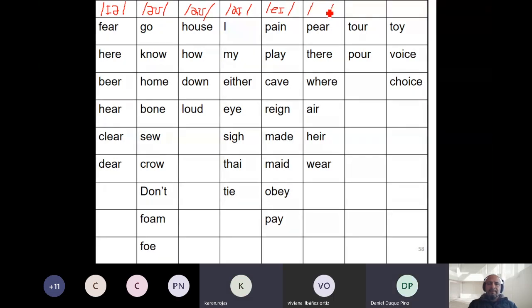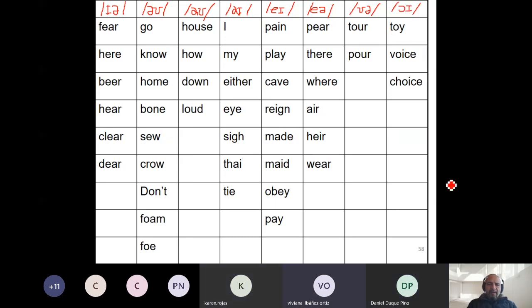Next one. The air with the schwa, maybe? Air with the schwa. All right, you got it. Perfect. Next one. The U with the schwa. Excellent. And finally, Oi. The O, oi. Excellent.